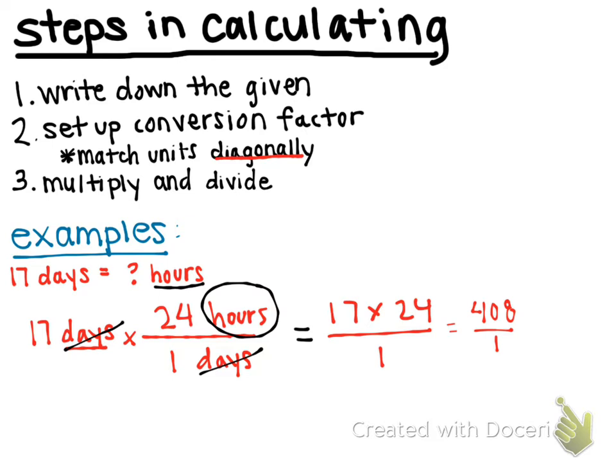Now notice you started with 2 sig figs, so you need to end with 2 sig figs. We have 408, which is currently 3 sig figs. We want 2, so we will round this to 410. Then always put your unit. The unit we're left with here is hours, and that would be your final answer.